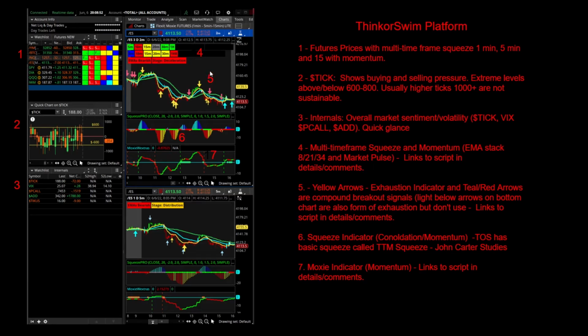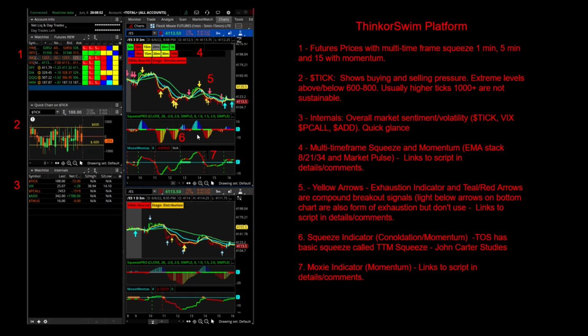Number 5 are my exhaustion arrows, or the yellow arrows, which I shared in another video, my exhaustion strategy. That's what these yellow arrows are. These red and teal ones are a compound breakout tool. I don't focus on them too much, but they give me a heads up if something's possibly going to change in the market. It takes a bunch of indicators like the MACD, RSI, and some other things to show a little bit of crossovers and alerts me when needed. But I don't use them too much. They're just more supplementary to my basic strategies.